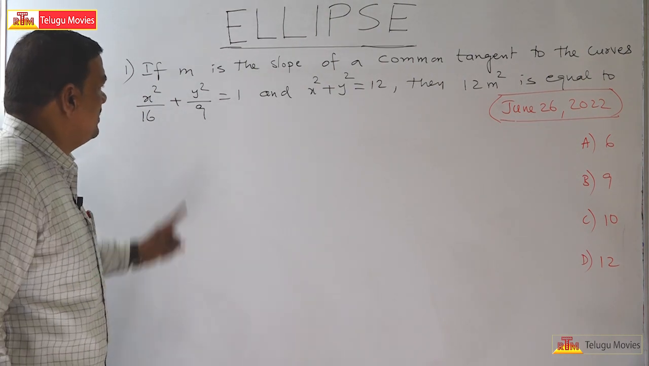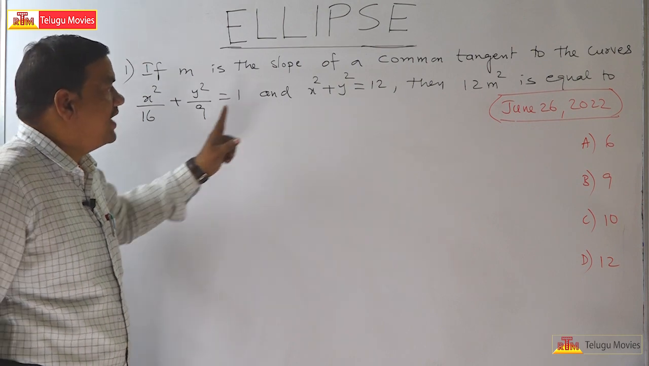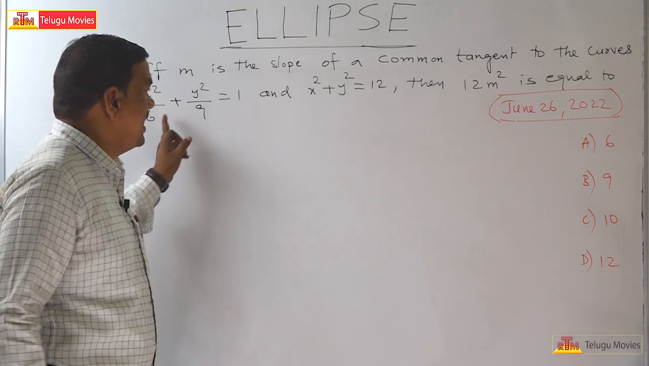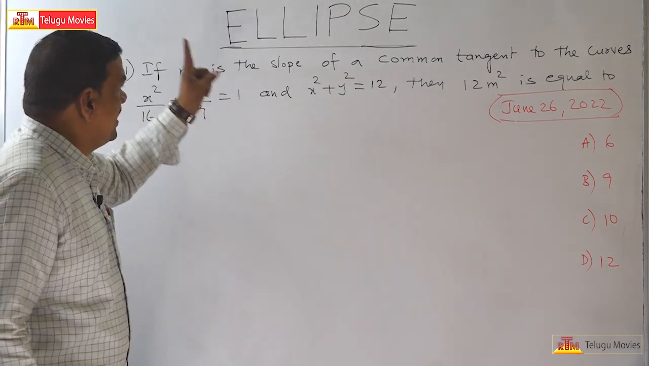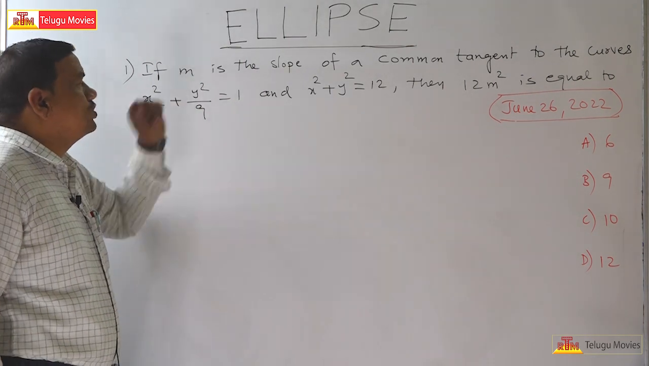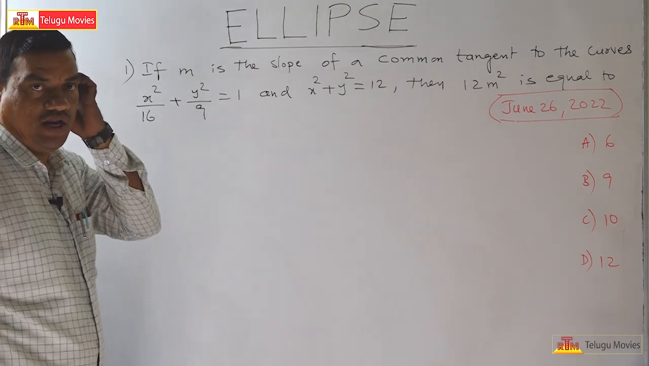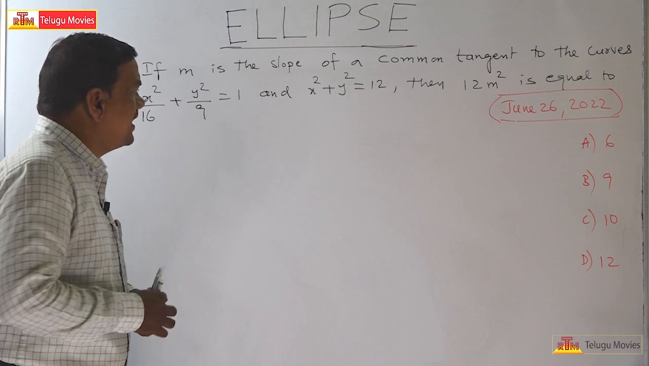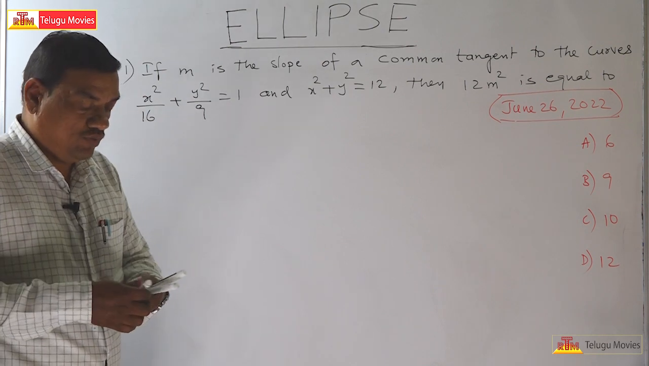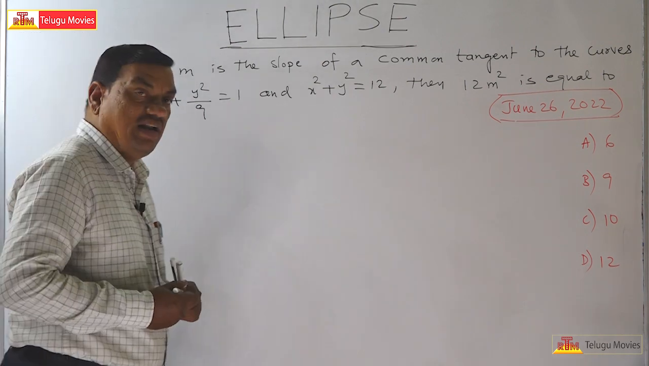So, here it is given that it is an ellipse and a circle. Ellipse and a circle, there is a common tangent whose slope is m. No need of any diagrams, but to solve this problem, you should know the fundamental concepts.